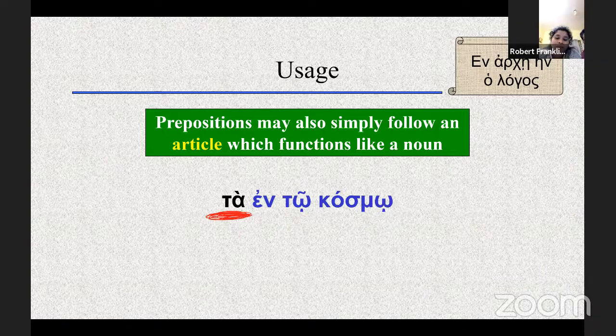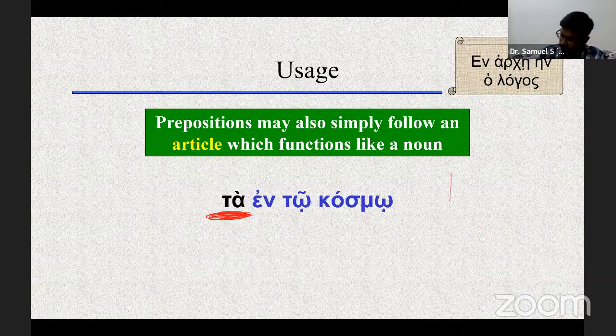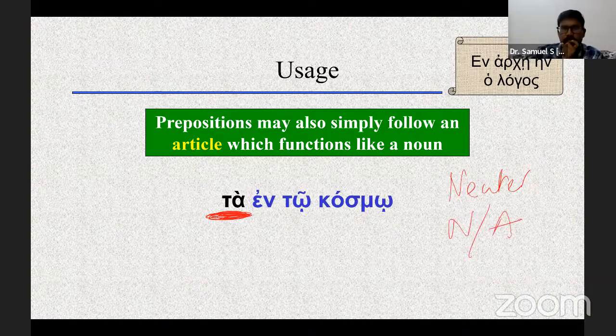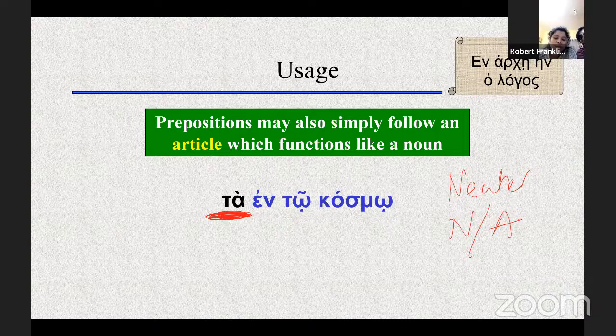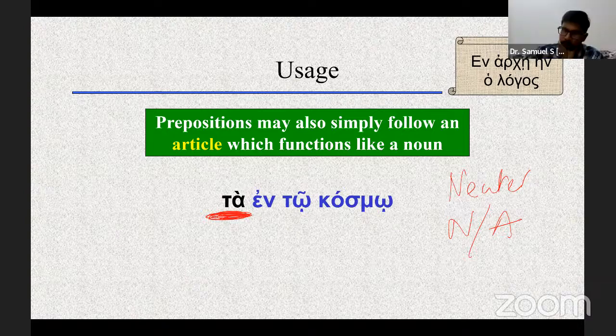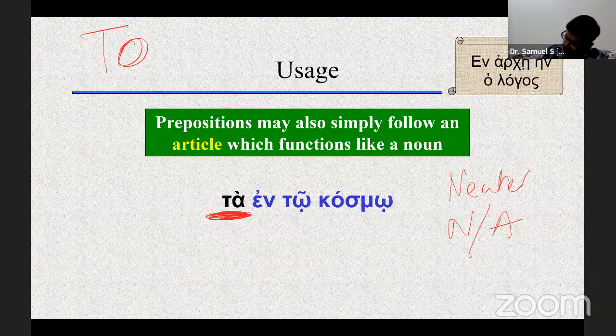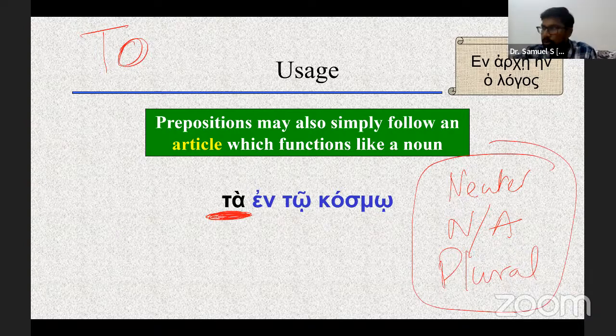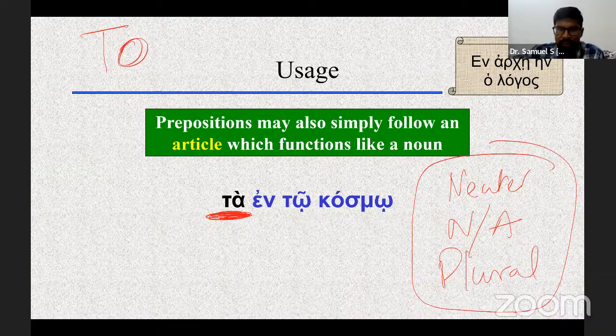Neuter. Neuter. It can be nominative or accusative. It can be singular? No. To is singular. Ta is plural. Okay. So next week, the midterm needs a good amount of refreshing.